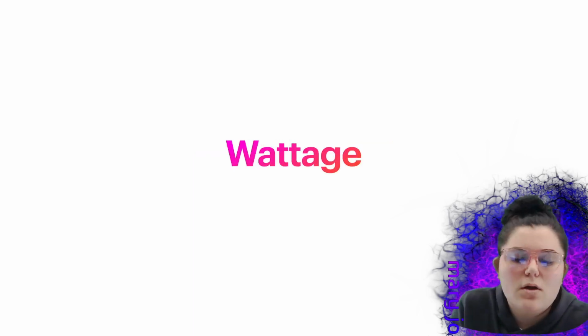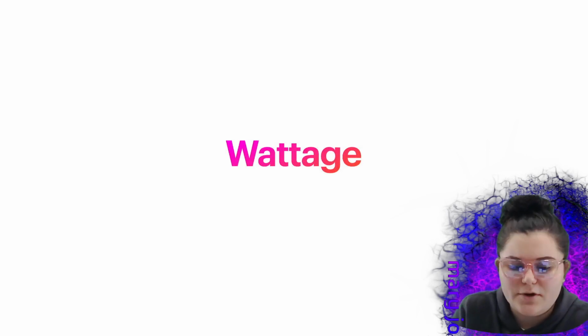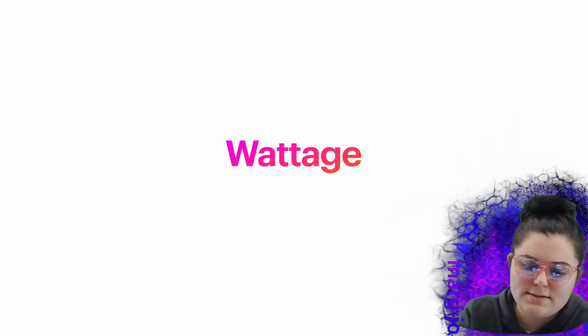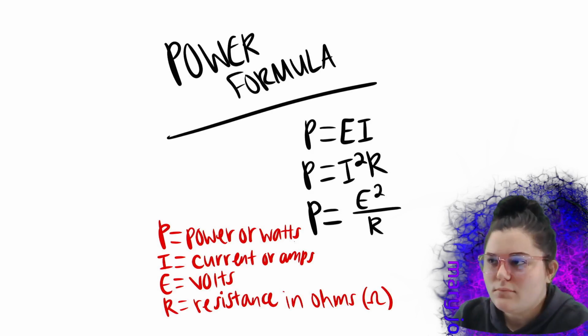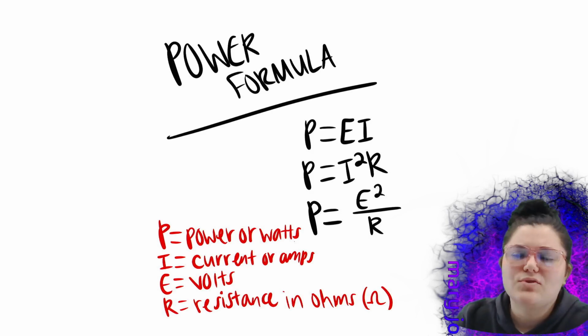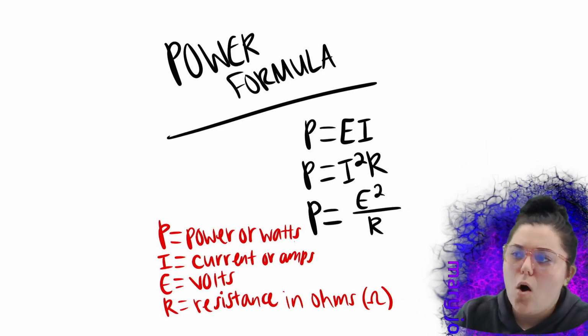Wattage. Wattage is the measurement of the amount of power that is being used in a circuit. Wattage will be represented by either P for power or W for watts. So here's your power formula. P is going to stand for power or watts. I is going to stand for current or amps. E stands for volts. R stands for resistance in ohms, and that is the omega sign that you're going to be seeing whenever it's talking about resistance.